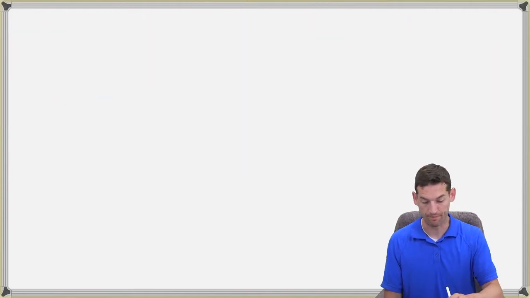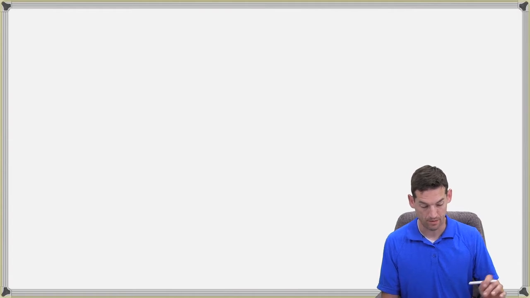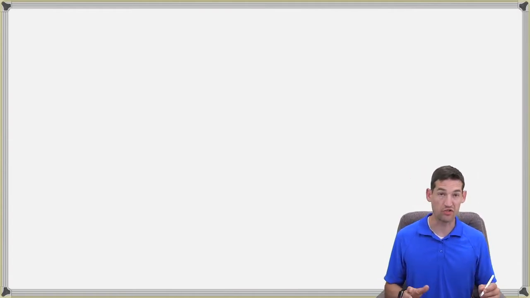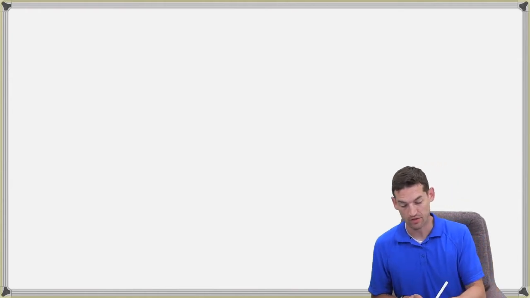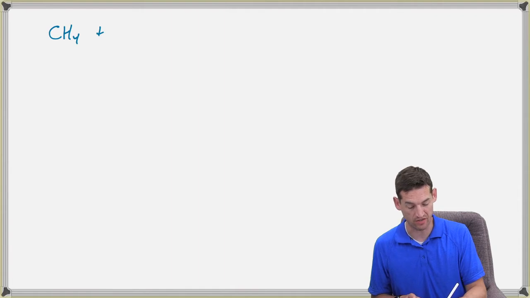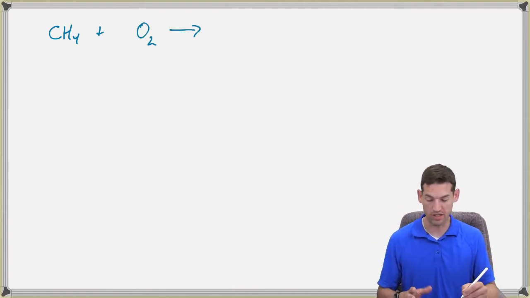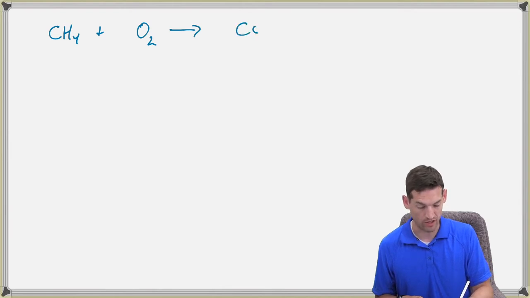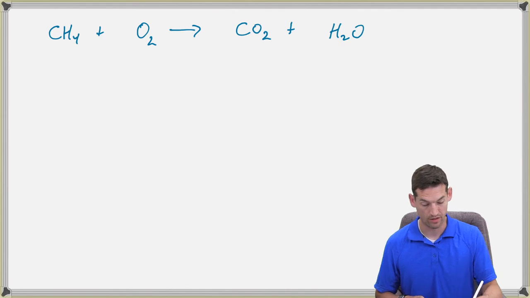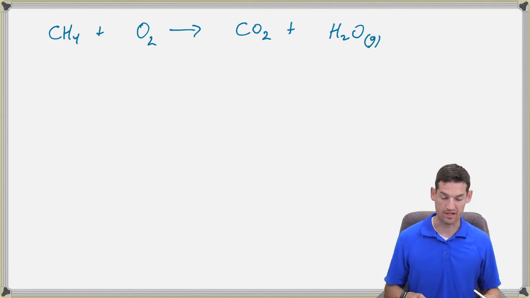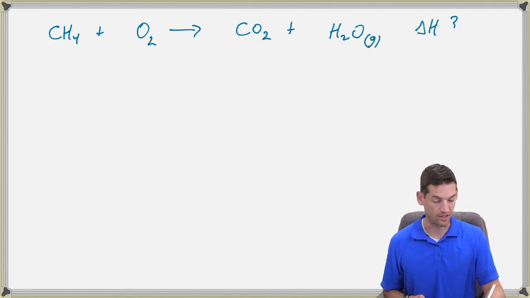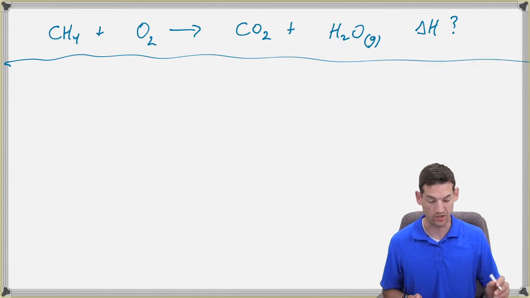All right, one more. On this one, what is the molar heat of combustion of methane? So methane is CH4. I'm combusting it, so I know I need oxygen. And we'll assume complete combustion. So I know I've got carbon dioxide and water vapor on this side. Don't know that delta H. So there's my desired equation.